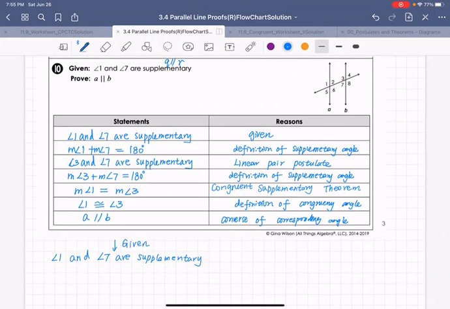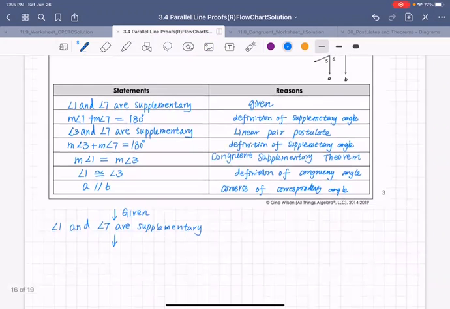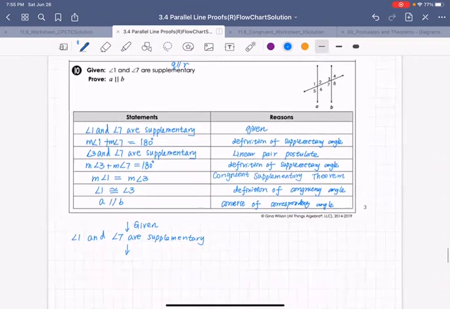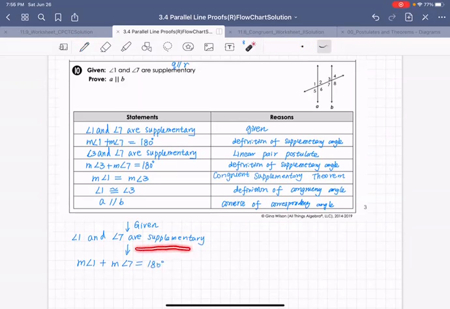Now, the work you put there is not erased, that's fine. It's okay. You can just ignore it. Okay, let's do it by ourselves. Angle 1 and angle 7 are supplementary. So we can write down the measure of angle 1 plus the measure of angle 7 equals how much? 180. Okay. What do we want to write down here?